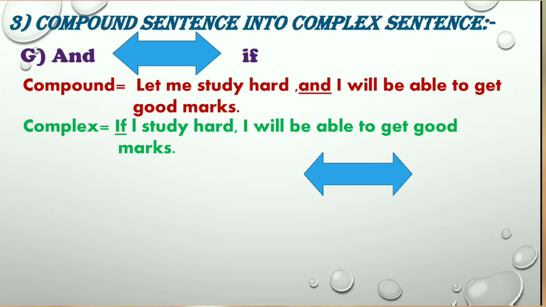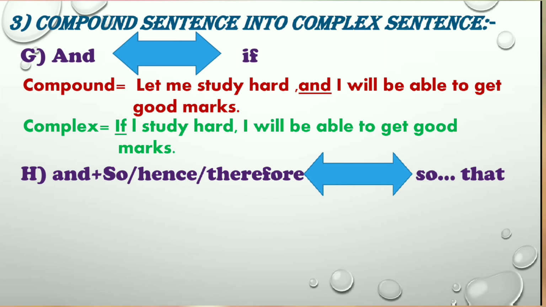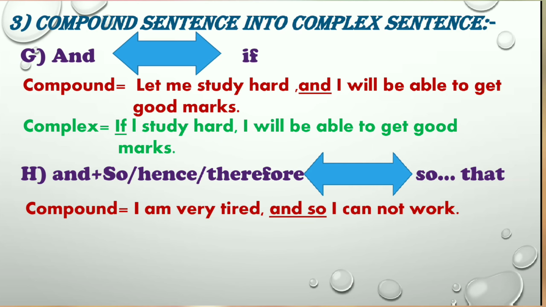If I study hard, I will be able to get good marks. So I remove and use if. In this way you can make a compound sentence into a complex sentence. Now another way: if and, or, and plus so, hence, or therefore is used in a compound sentence, you remove all those words and just use so that to make a complex sentence.